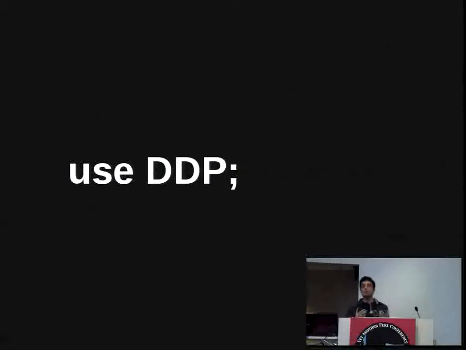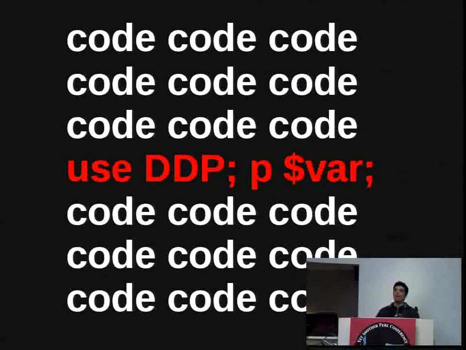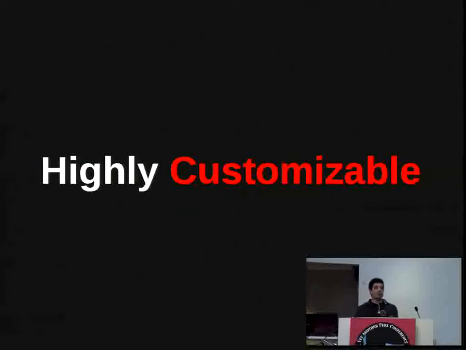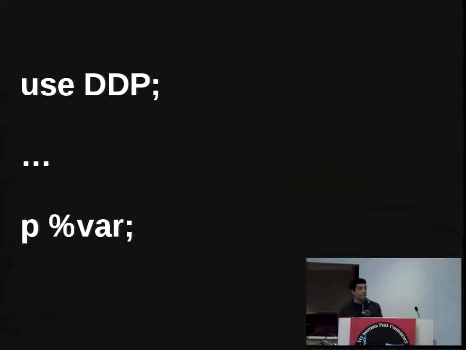So how do you invoke it? You just say use Data Printer, or as people have started getting used to, you just use DDP for short. And what most people have been doing is this. They have all that code, and in the middle of it they want to do something about it, so they just use DDP p whatever variable. And then they run it and they see what's going on at that particular moment. And then they can just remove that line and be gone with it.